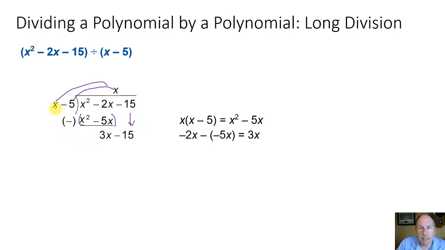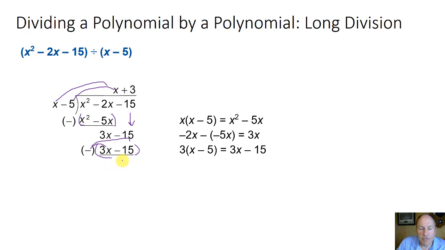Now we're going to repeat the process. How many times does x go into 3x? It goes positive 3 times. So we're going to distribute the x to the 3 and the negative 5 to the 3 to get 3x minus 15. We subtract that out. Now I put parentheses around what I'm subtracting to remind me to distribute the negative 1.